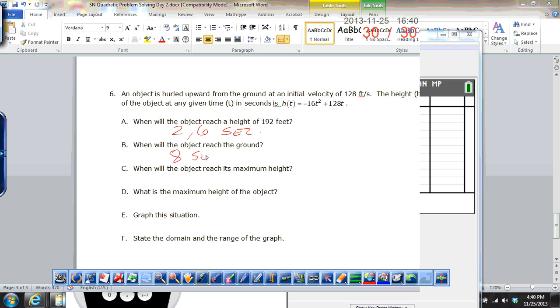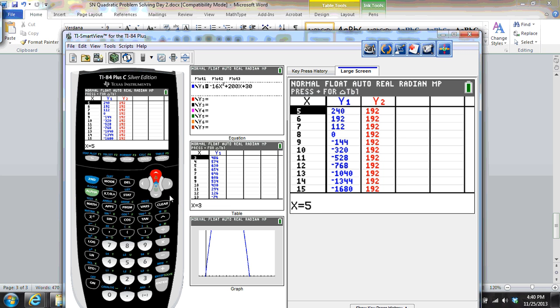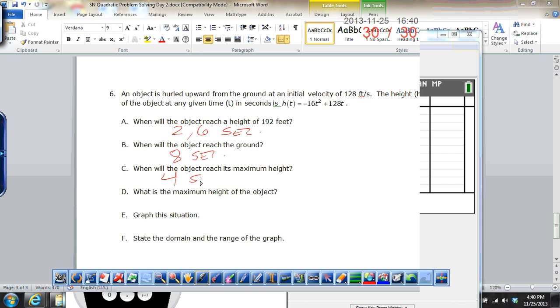So 8 seconds. When will it reach the maximum height? Pretty sure it's 4. Yeah, 4, 256. What is the maximum height? 256. We graph it. Domain is from 0 to 8 seconds when it reaches the ground, and my range is from 0 to my highest point, 256.